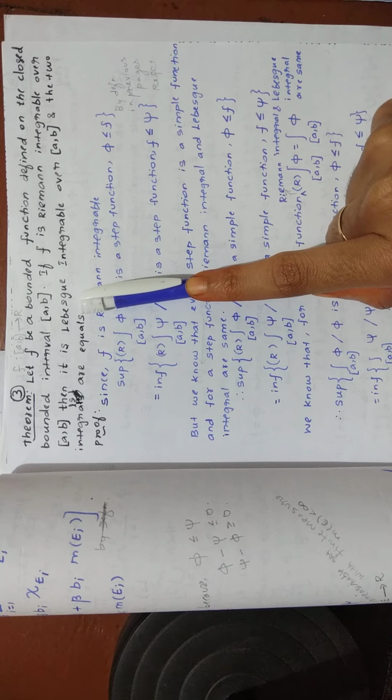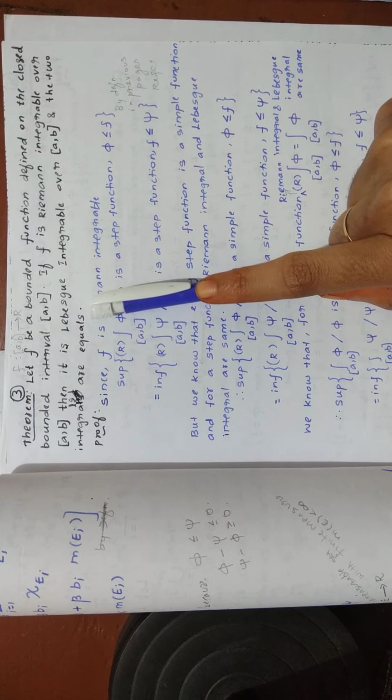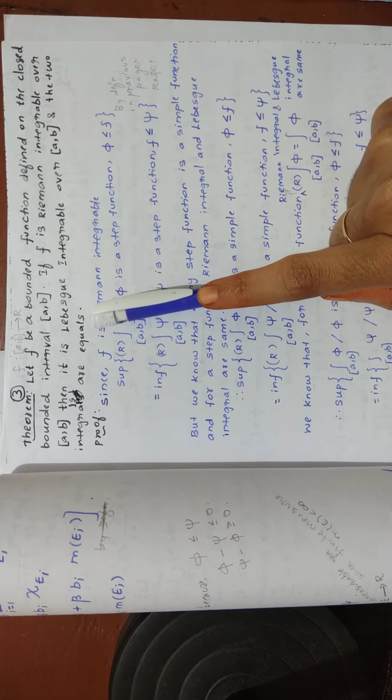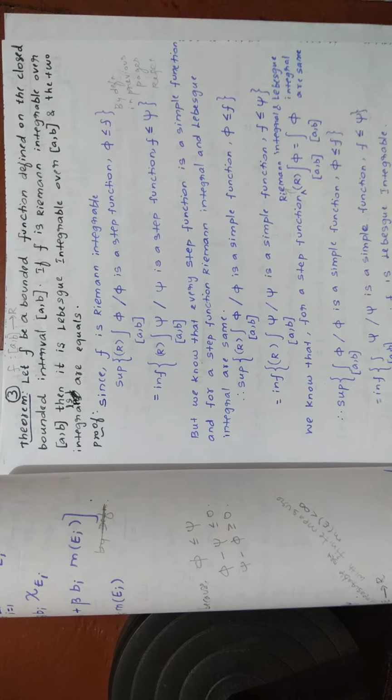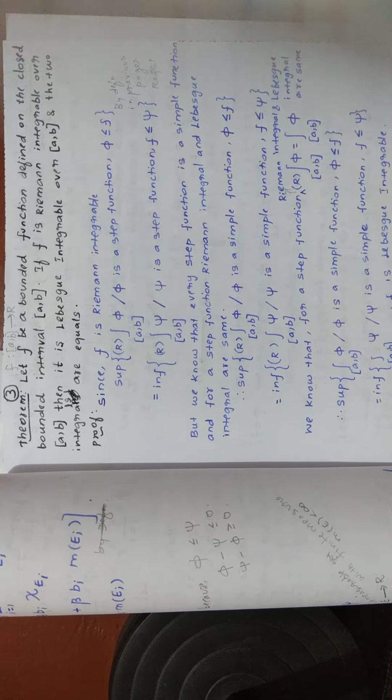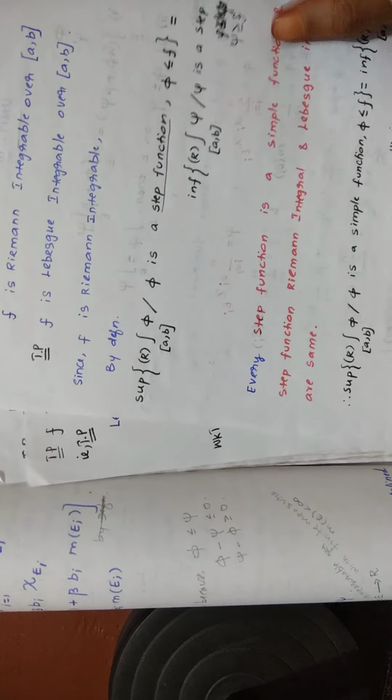it is Lebesgue integrable over the closed interval [a, b]. That is, if f is Riemann integrable, then f is also Lebesgue integrable. That is what we have to prove. And the two integrals are equal. That is what we are going to prove here. So the proof of this theorem is very easy.